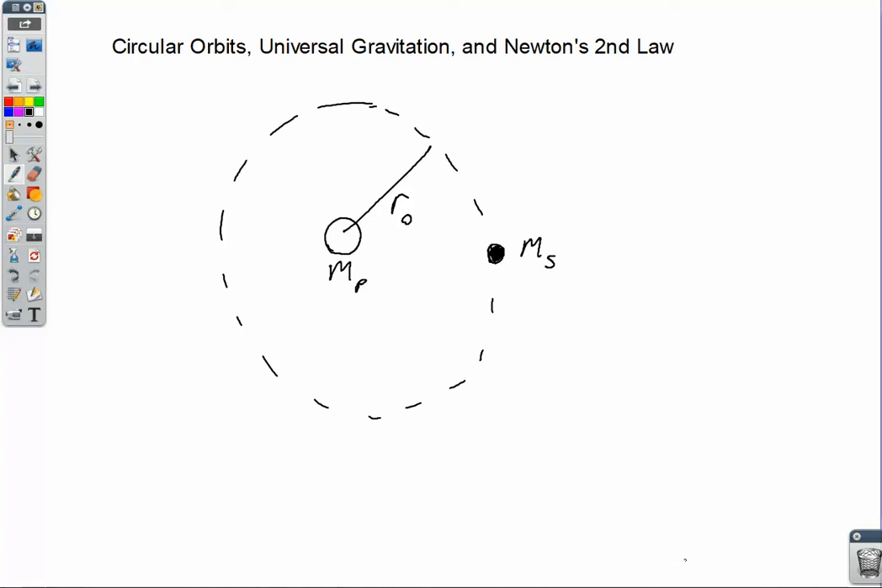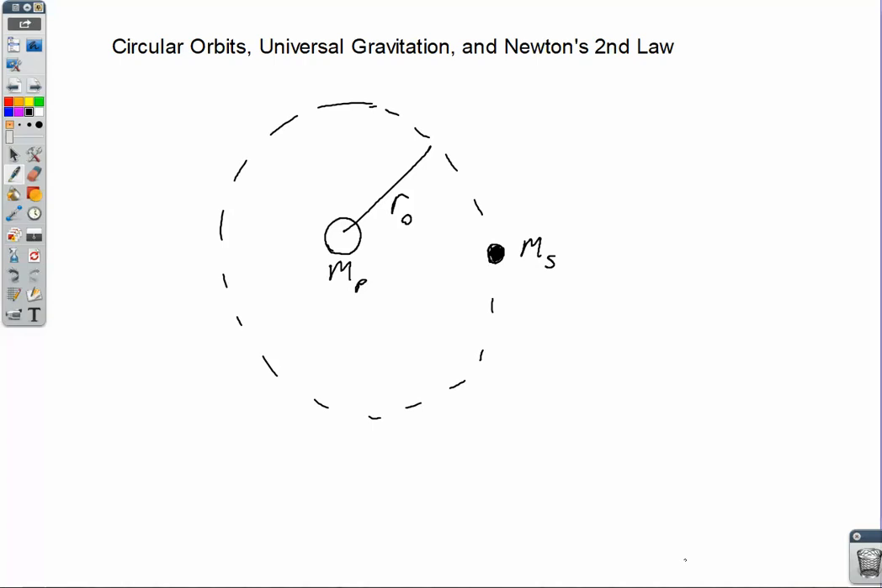Hello, welcome. Today we're going to take a look at circular orbits of satellites or planets or any smaller body orbiting a larger body. And we are going to use Newton's law of universal gravitation and Newton's second law to derive some equations that are pretty useful. One for the orbital velocity of a satellite and one for the orbital period of a satellite. And the radius of orbit is also going to be involved in there.